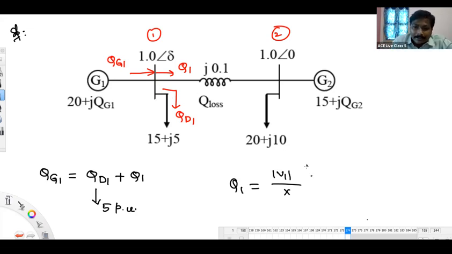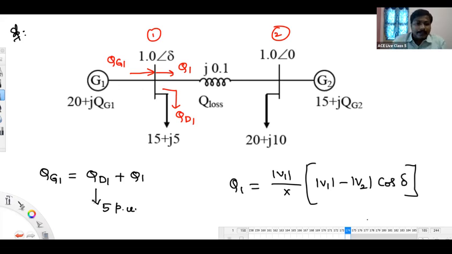V1 by X. Direction from which bus to which bus? 1 to 2, means you should write V1 minus V2. Who is your reference? V1 is our reference. So V2 we should replace with cosine of the angle. Clear? QD means the reactive power demanded by the load. It is PD1 plus j QD1 in the general notation.